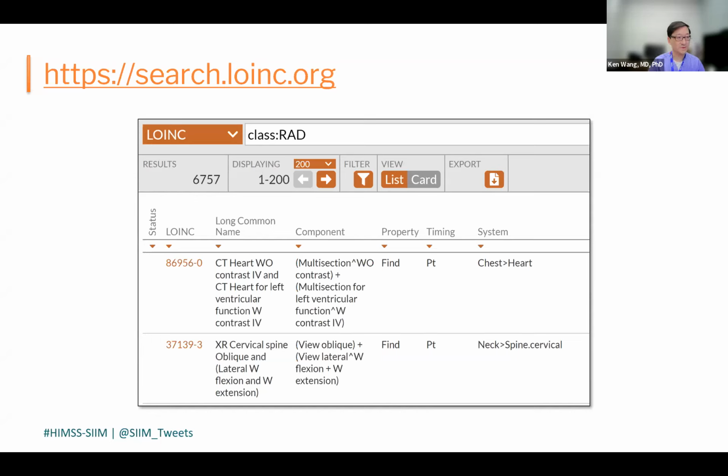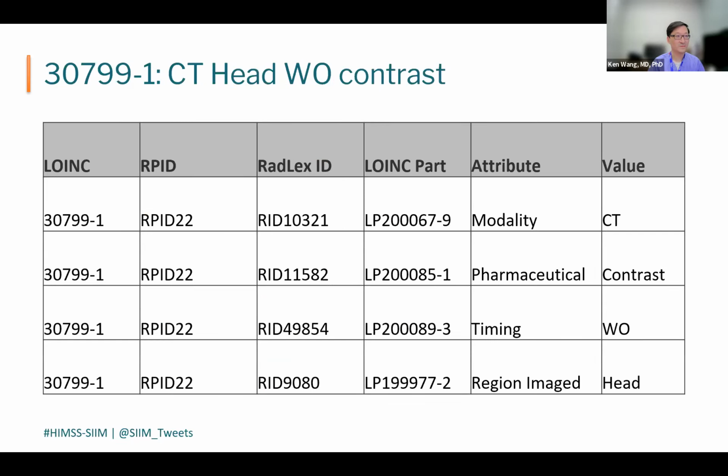And the first two that come up are a cardiac CT and an X-ray exam of the cervical spine. And each one of those has its own LOINC code, which is that digit with a hyphen and a final digit shown on the left-hand column there. So if we look at that just a little bit further, we're harping on the standard example of non-contrast CT head, but here it is in LOINC. So the LOINC code for non-contrast head CT is 30799-1.